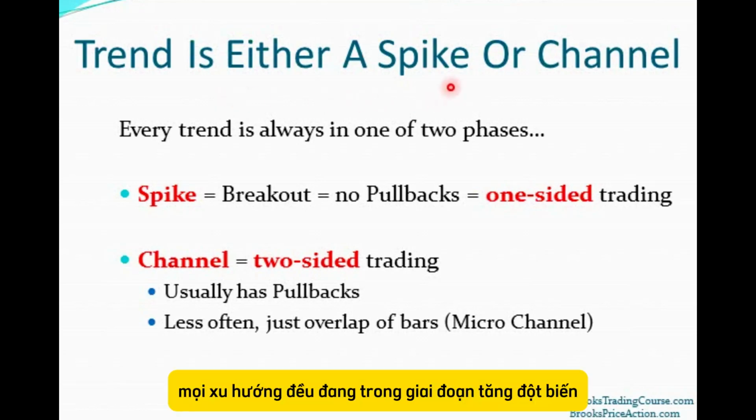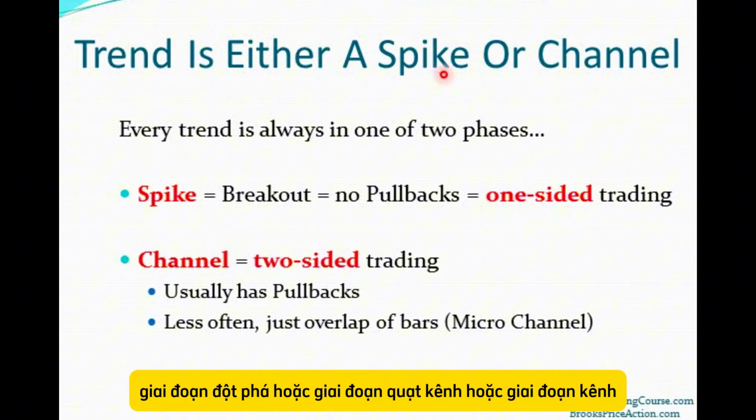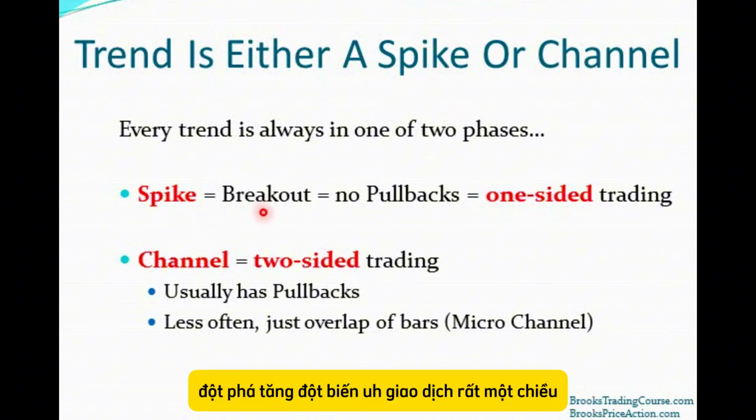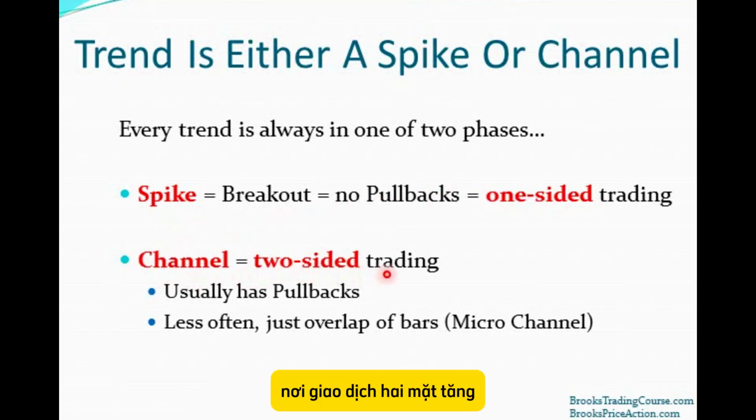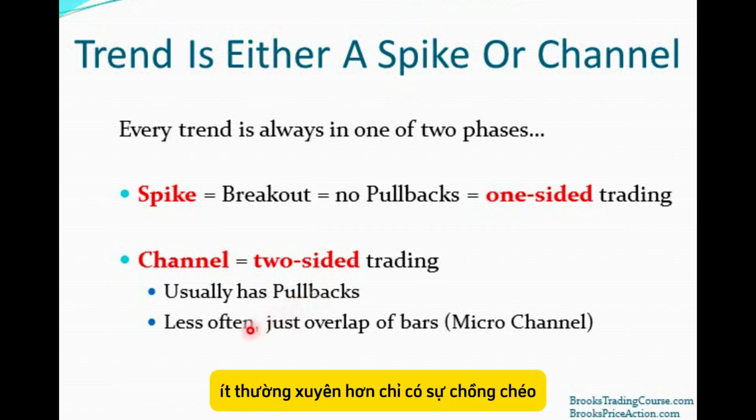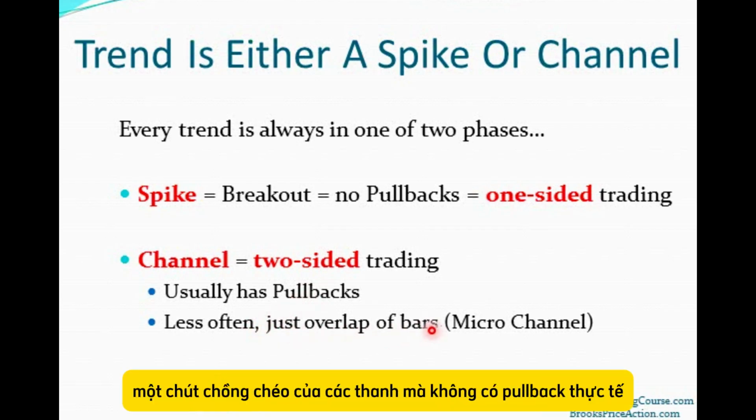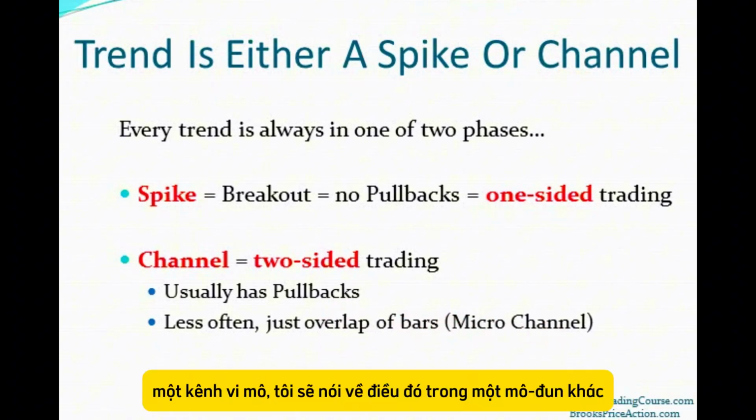Every trend is either in a spike phase, a breakout phase, or a channel phase. The spike, breakout, is very one-sided trading with no pullbacks, and then that is replaced by the channel phase, where two-sided trading increases and there are pullbacks. Less often, there's just a little overlap of the bars without actual pullbacks. A micro channel, I'll talk about that in another module.